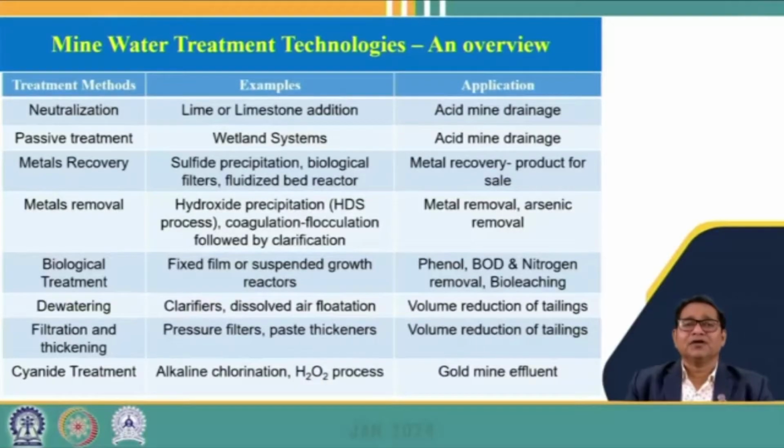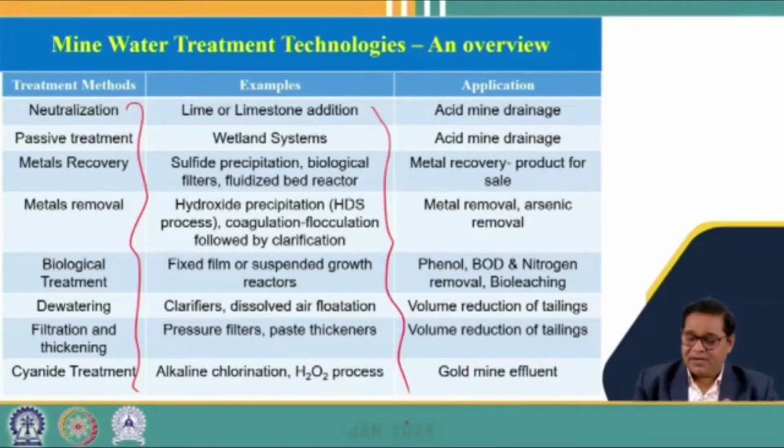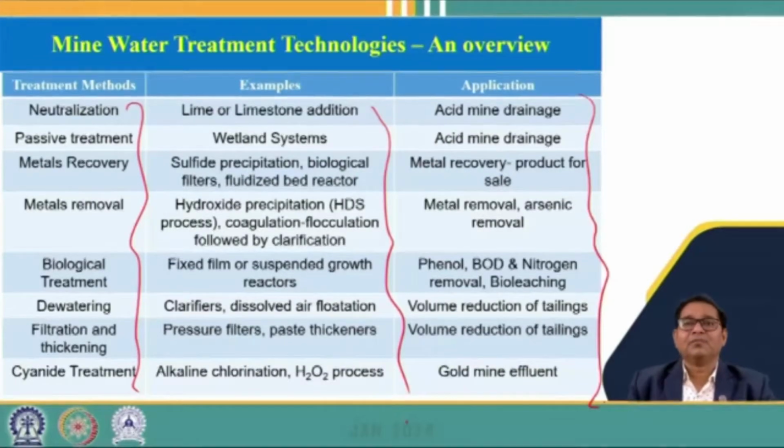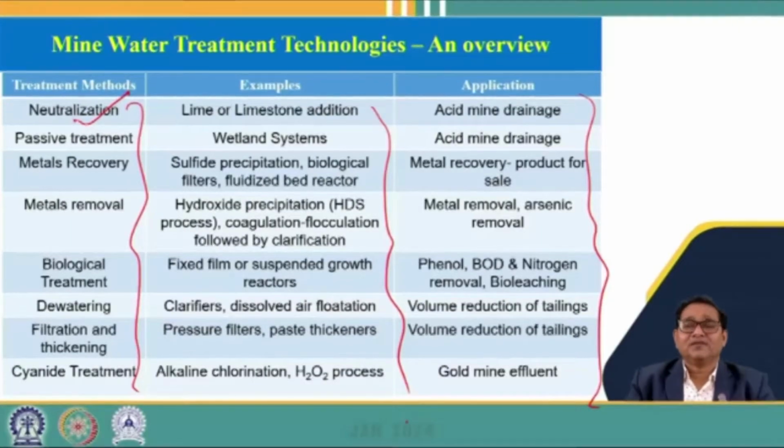Here, if we see, these are the treatment methods and these are the examples, and here is their application in mine water treatment. Out of the various treatment technologies, neutralization is one of the most important techniques, mostly used for acid mine drainage. This acid mine drainage contains a lot of acidity. The pH level varies from 2 to 5, so this can be neutralized.